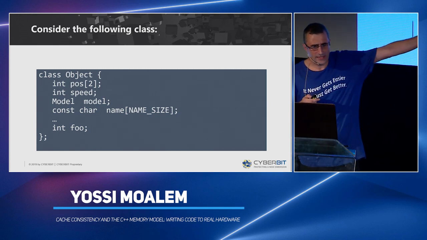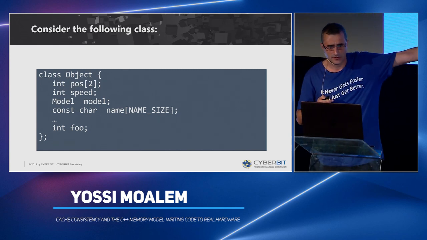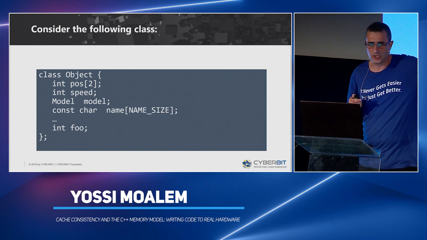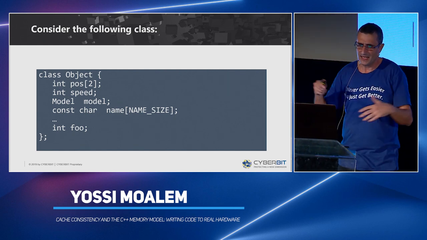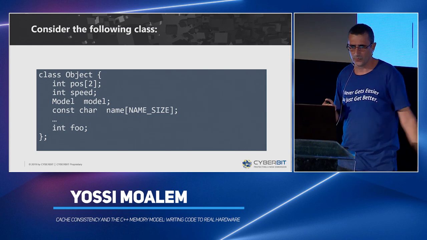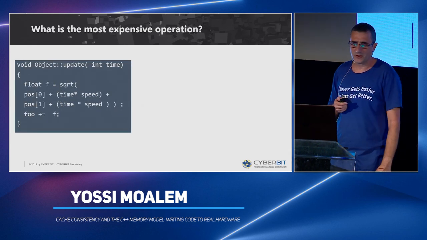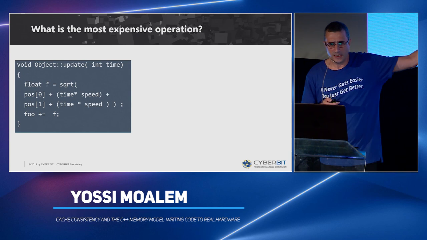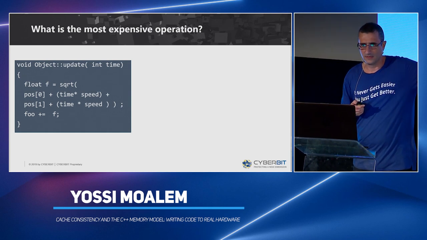So let's look at this class. Okay, we have some object, it has position, it has speed, it has some sort of model, it has the name, and it has foo. Which is the most expensive operation in this small snippet?